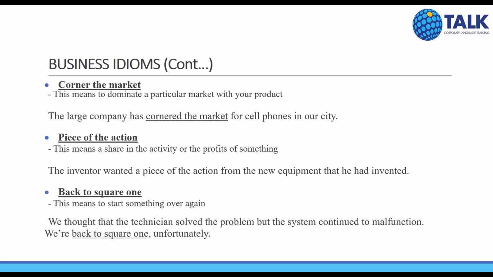Next one. Back to square one. This means to start something over again. We thought the technician solved the problem, but the system continued to malfunction. We're back to square one, unfortunately. So it means that you might have done a lot of work, but when you have to start it all over again, you say, uh-oh, we're back to square one.